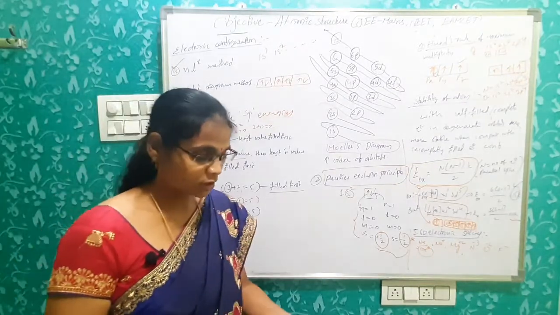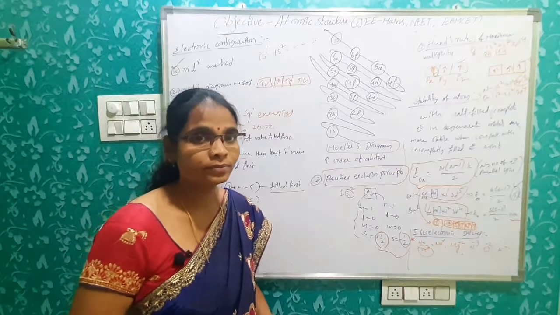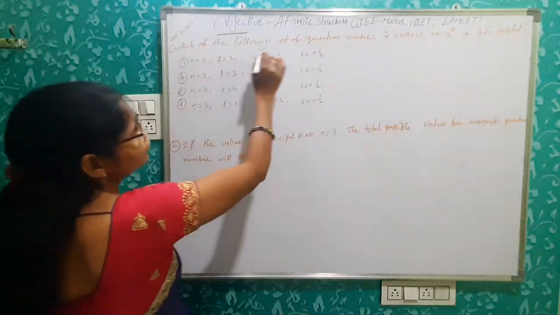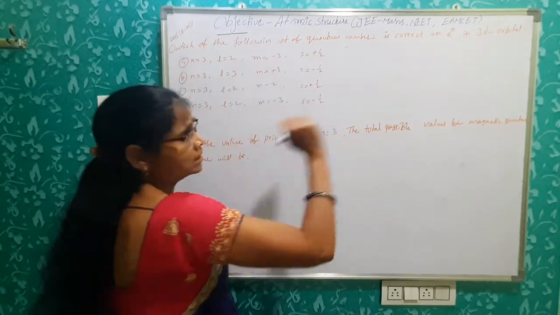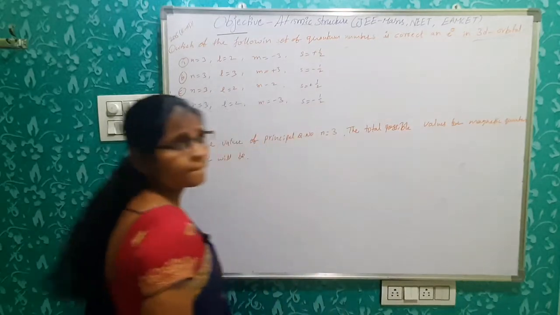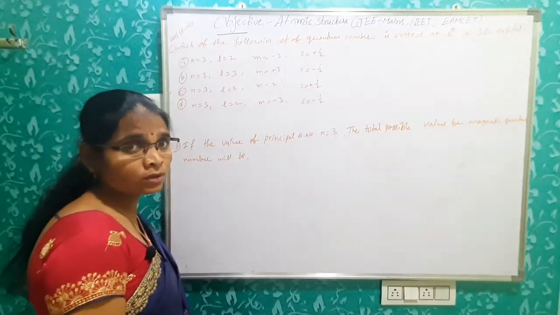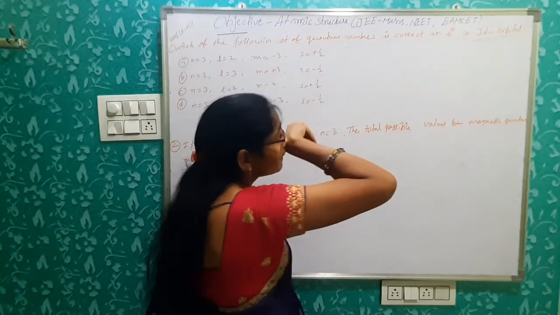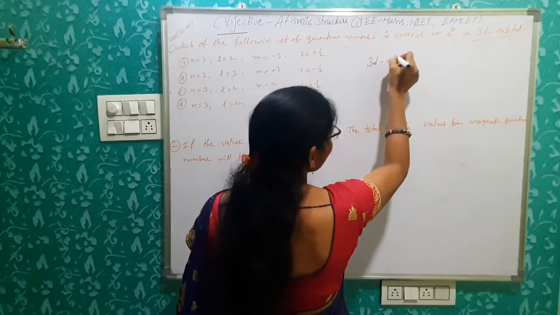Let's do some objective bits on quantum numbers and electronic configuration. Let's start. First problem on quantum numbers. Which of the following sets of quantum numbers is correct for an electron in a 3d orbital? This was asked previously in AP EAMCET 2015. Okay, so first you have to write the n value and l value for a 3d orbital.